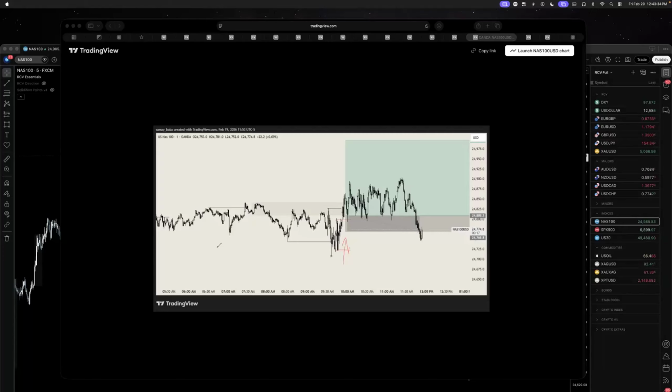But now the next step after the execution is the management. And it's like, okay, what do you determine as the invalidation to get out of a trade early? Could it be trailing your stops? Could it be inverse LG? Could it be inverse scenario, et cetera, et cetera?